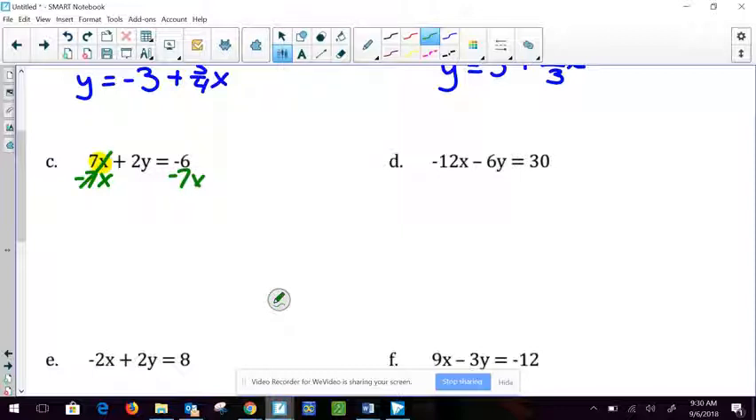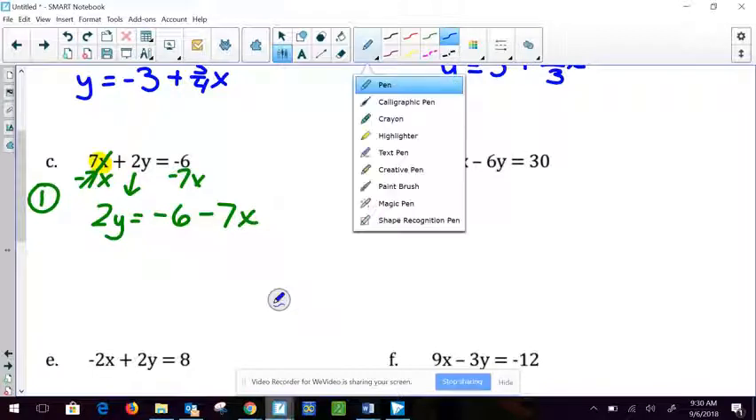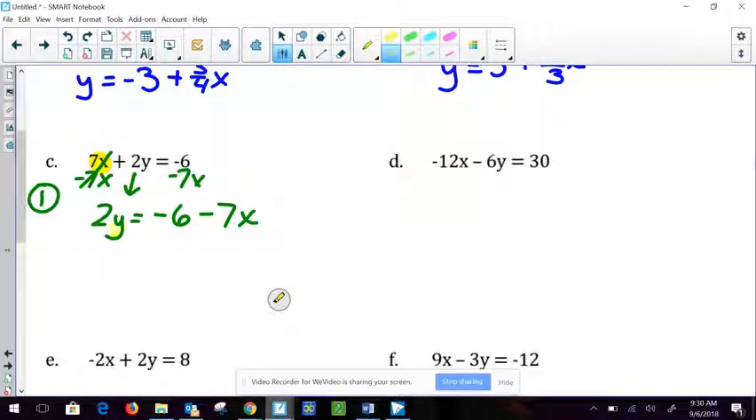When I do that, I bring down what's left. Remember, this is step 1. I have a 2y is equal to, carefully watch those signs, a negative 6 minus 7x. Step 2 says I need to divide by y's coefficient. So here's my y. What number's in front of the y? A 2. So I'm going to divide every single piece by that 2.